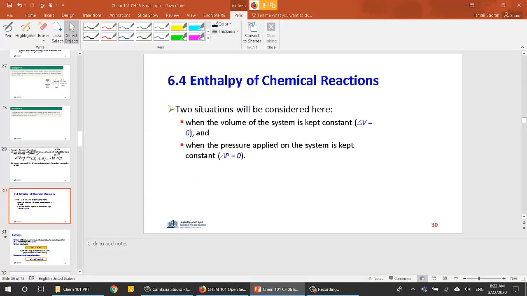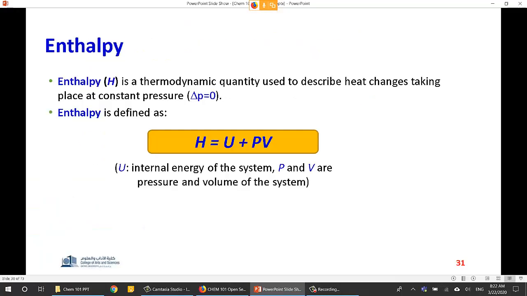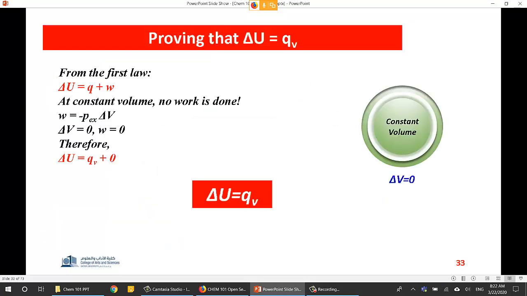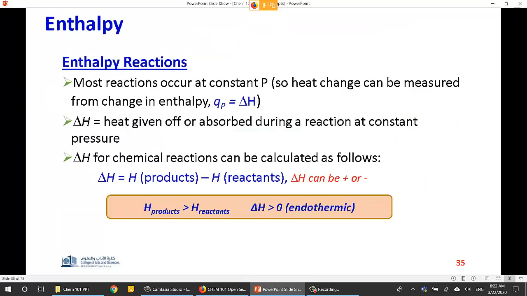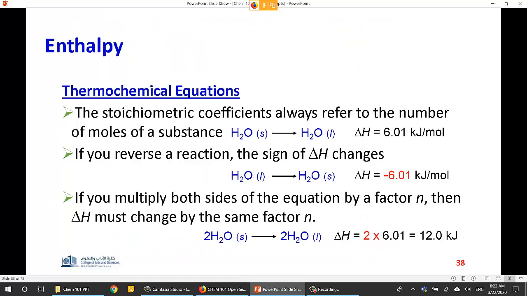Let's go back to our PowerPoint here. So we defined the enthalpy and we considered both cases, at constant pressure and at constant volume, and we talked about what is exothermic and endothermic. Now, in thermochemical equations, it's very important to know that the stoichiometric coefficients actually play a role.